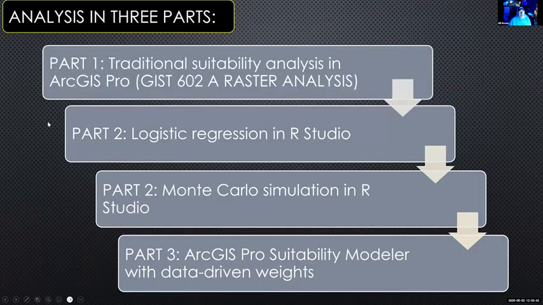So this analysis was done in 3 parts. The first part was a traditional suitability analysis I did in ArcGIS Pro as part of my GIS raster analysis final project. In part 2, I did logistic regression in RStudio and used Monte Carlo simulation also in RStudio. And then in part 3, I took the values that I got from the quantified part 2 work, and I plugged them back into the ArcGIS Pro suitability modeler.